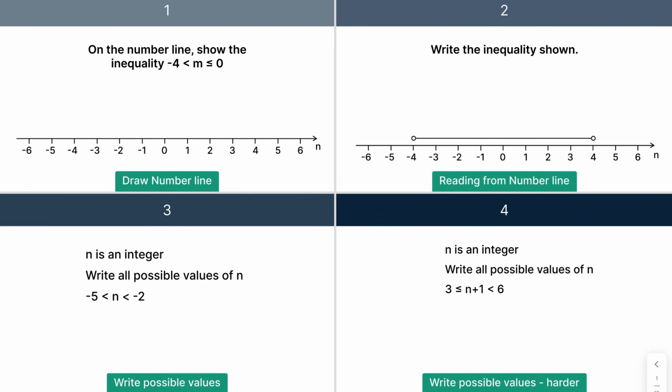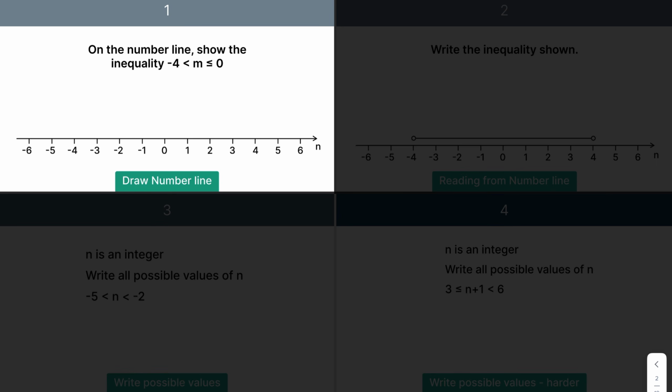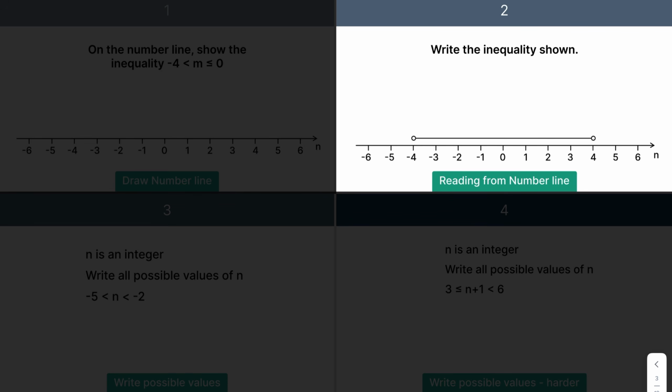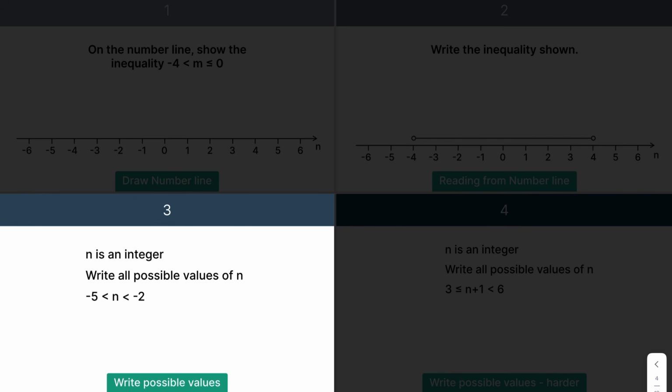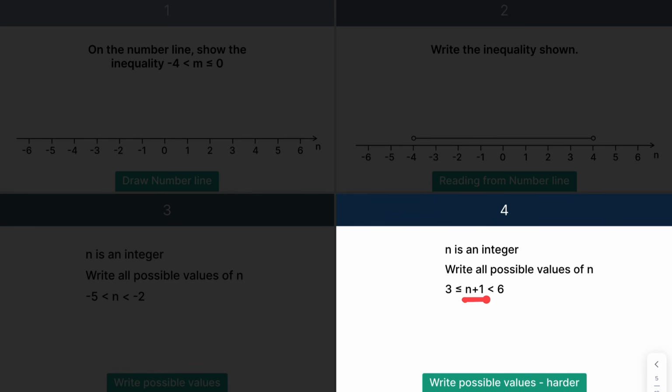Inequalities on the number line is what we're looking at in this video. It's split into 4 parts. We're going to start off by looking at drawing a number line given an inequality, and then reading the inequality from a number line, and then writing out the possible values of an inequality, and then finally looking at harder examples like this one here.